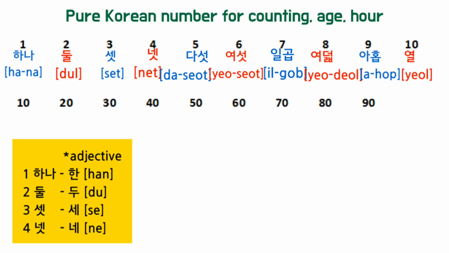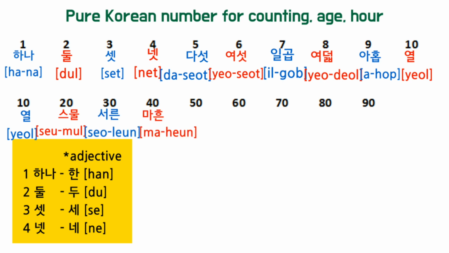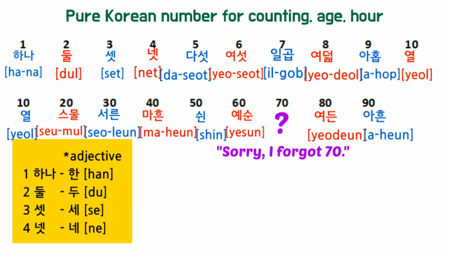Let's check numbers in the tens for pure Korean numbers. 열, 스물, 서른, 마흔, 쉰, 예순, 여든, 아흔. One more time. 열, 스물, 서른, 마흔, 쉰, 예순, 여든, 아흔.